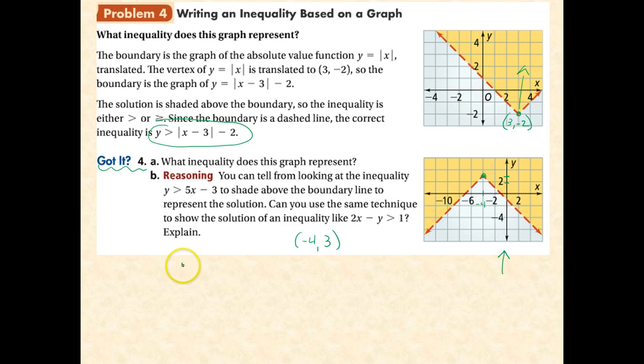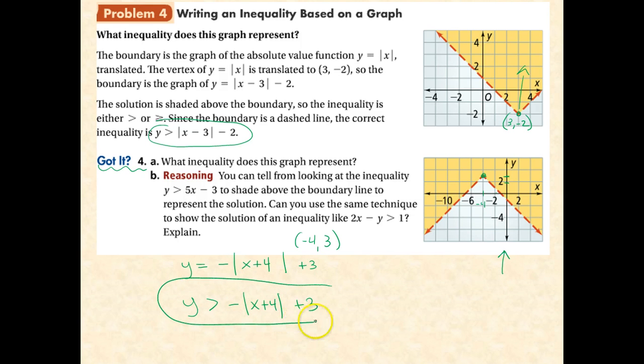So we're going to have the equation for the boundary line is y equals negative absolute value of x plus 4, and then plus 3 to get up. And now we're shaded above, so our actual inequality is y greater than negative absolute value of x plus 4 plus 3. The plus 4 takes you 4 units left. This plus 3 takes you 3 units up. And the negative flips you upside down. The greater than says shade above, but leave the lines dashed.